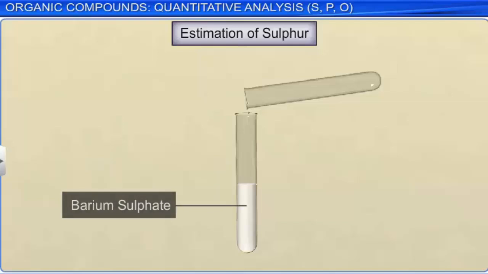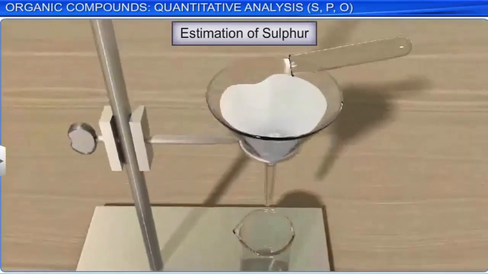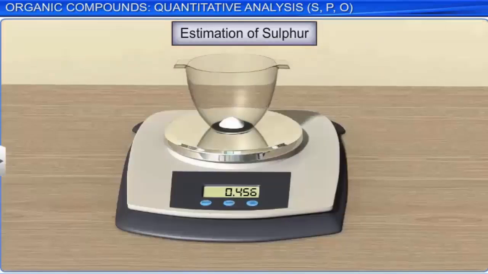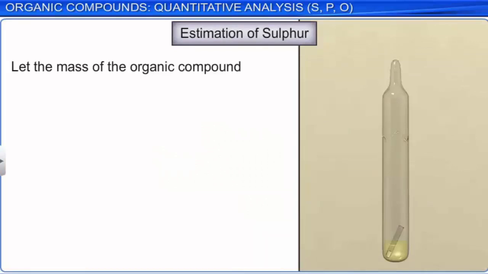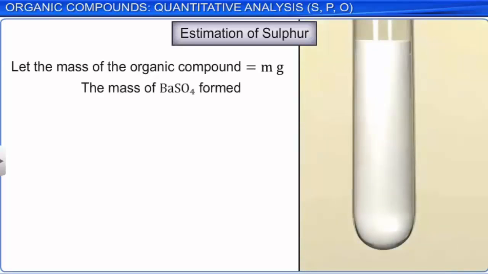This precipitate is filtered, washed, dried, and then weighed for analysis. The percentage of sulfur can be calculated from the mass of barium sulfate. Let the mass of the organic compound taken be m grams. The mass of barium sulfate formed is m1 grams.